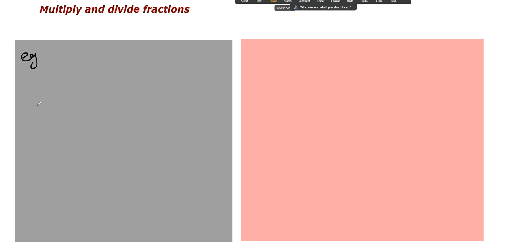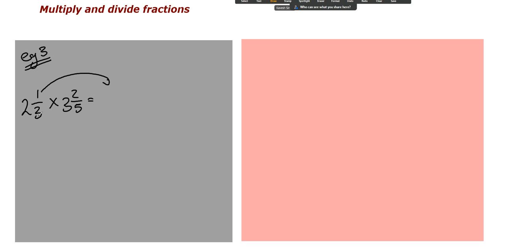All right, let's have a look at example number 3. In example number 3, I've got a mixed number, let's say 2 and a third, and I want to multiply it by another mixed number, 3 and 2/5. The first thing you have to do is convert each mixed number into an improper fraction.